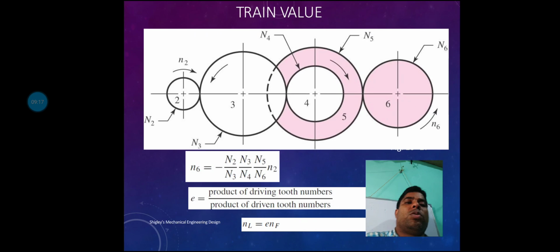So the total number of teeth in the driving gears over the product of the total number of driven teeth. That is actually the train value. It is actually the ratio of this type. So if suppose one member is the driver, then obviously the opposite gear will be a driven member. Similarly, if the driven member is connected with another gear, in that case the driven member will act as a driver, and the opposite gear will act as a driven member.